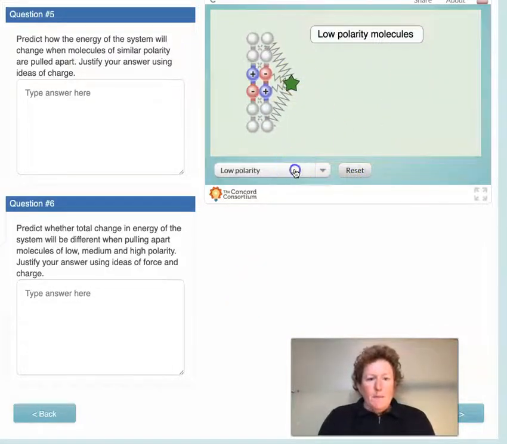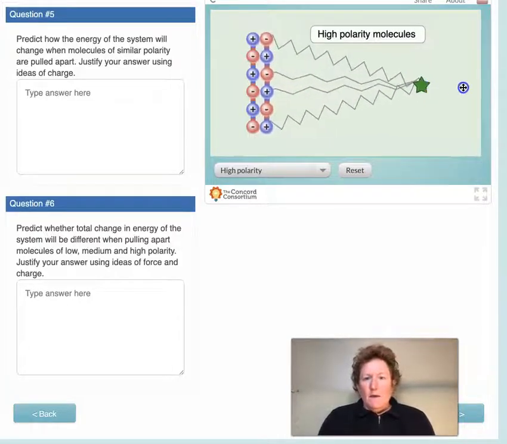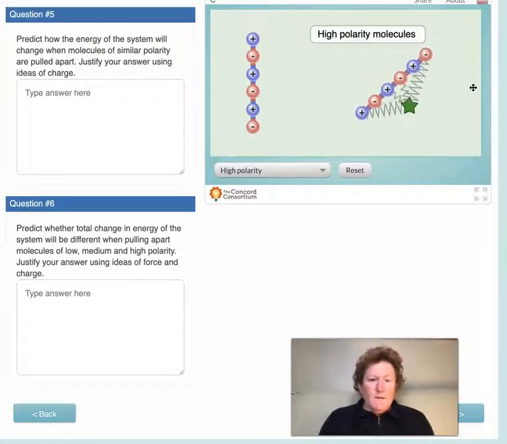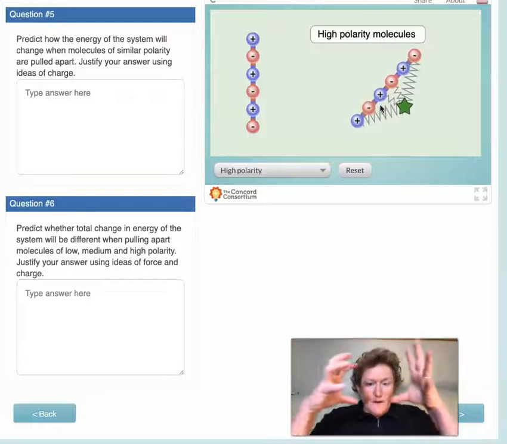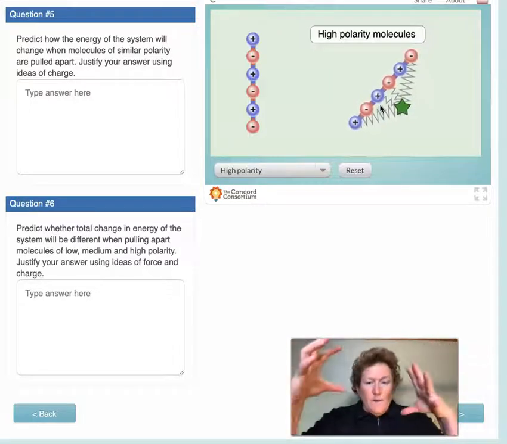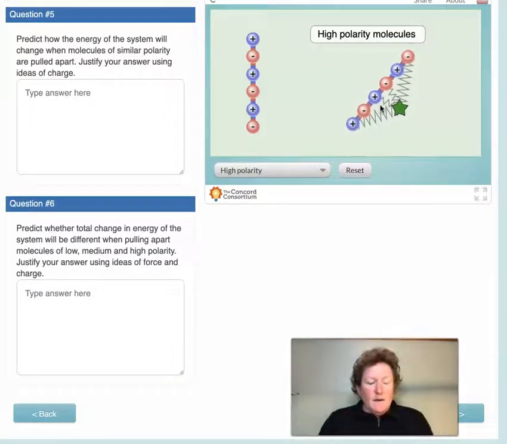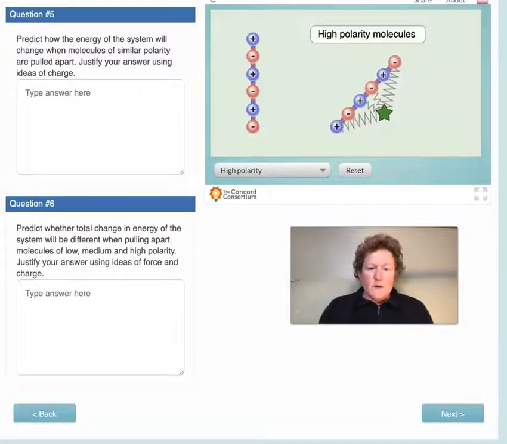If we pull two high polar molecules apart, we have to put in a lot of energy, and it also creates a lot of potential energy because these two want to get back together. There's a lot of electrostatic forces. There's a lot of pluses that want to line up with those minuses and get back together. So there's a lot of force. There's a lot of potential energy waiting to happen there. So you can answer question 6 on your own using the information I just gave you. Pause the video, answer, and then we'll move on.